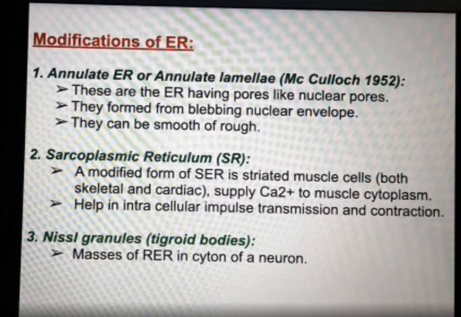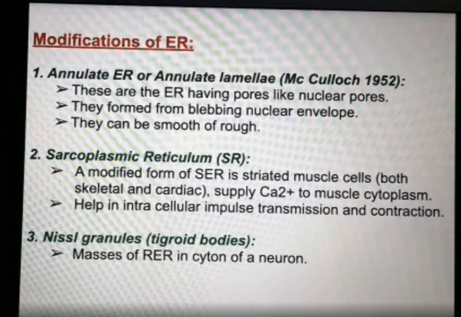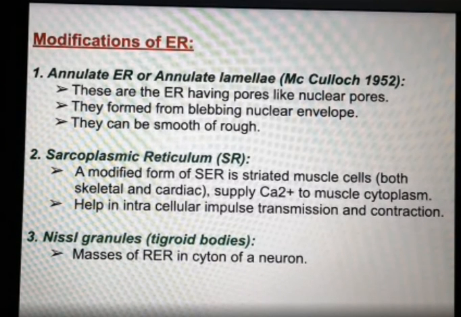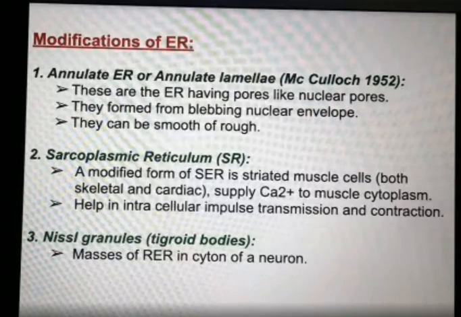Then the sarcoplasmic reticulum is a modified form of the smooth endoplasmic reticulum in striated muscle cells, both skeletal and cardiac. They supply calcium ions to the muscle cytoplasm and help in intracellular impulse transmission and contraction. Then Nissl granules, also called tigroid bodies, are masses of RER, rough endoplasmic reticulum, in the cyton of a neuron.